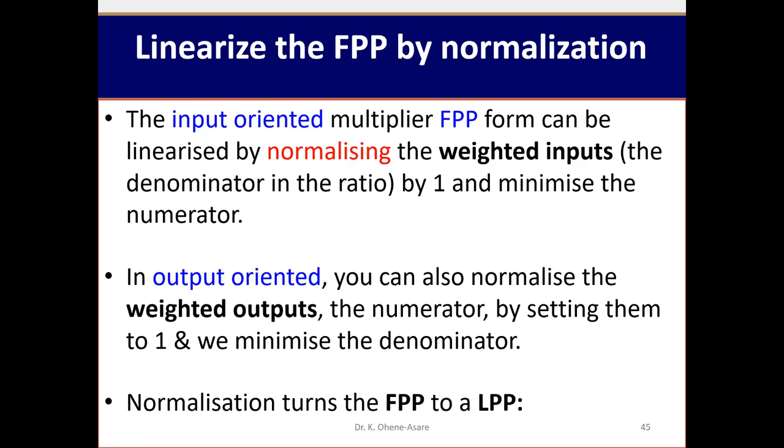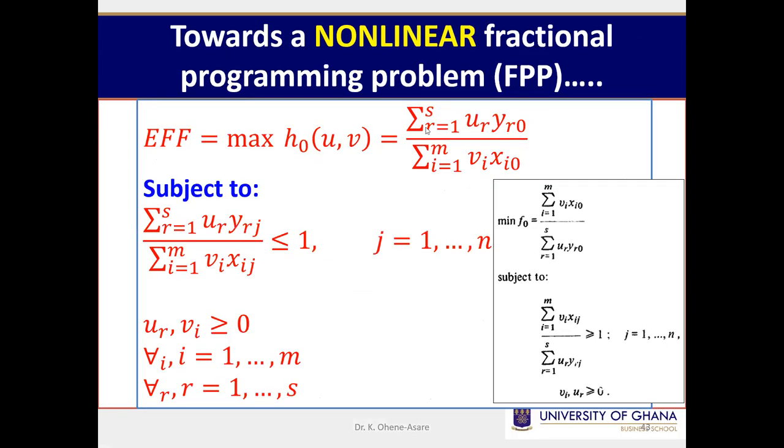Now, why are we normalizing? It's simple: to convert the whole thing from fractional programming to a linear problem. That's all. Fractional problem to a linear problem. So watch this carefully. You're going to normalize this. Now, the way I'm going to write it is this. I'm going to say that efficiency is maximizing the ratio, UR YR0. That's it. I will not bring the division. Then I will bring this value down to join the constraint and set it equal to 1. That's all. Watch it.